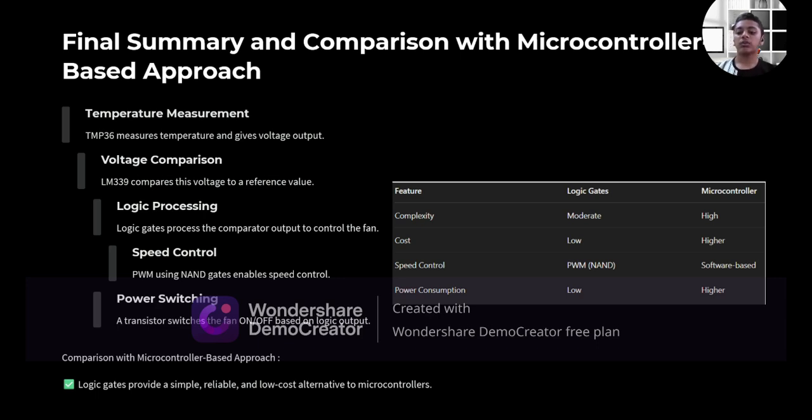Here you see the comparison with the microcontroller based approach. In the logic gate circuit, complexity is moderate and in the microcontroller, complexity is high. Cost of logic gates is low and the microcontroller is high. Speed control is by PWM in the logic gate circuit and by software in the microcontroller, and power consumption in logic gates is low and power consumption is higher in the microcontroller.